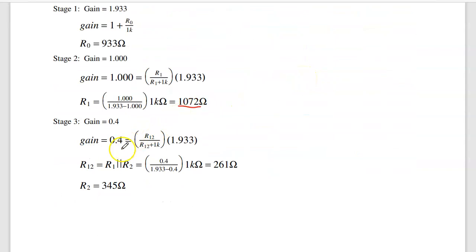So the slope of 0.4 is your voltage divider. That's R1 in parallel with R2 times the gain of the op amp. Solve, the parallel resistance is 261 ohms. I found from before R1 is 1000 ohms, so R2 must be 345 ohms.